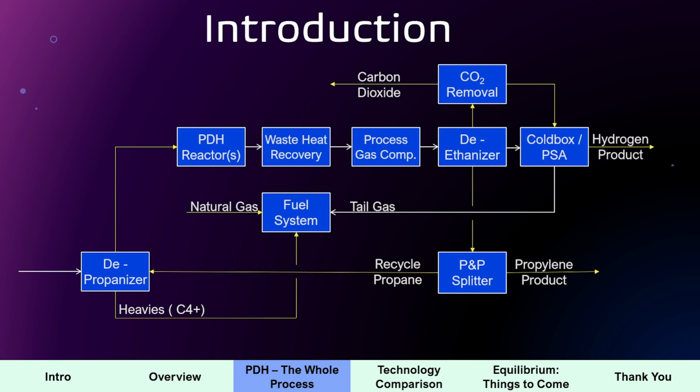So this is a distillation column. Can you give a very high level overview of what a distillation column is and how it works? A distillation column works on the principle of how volatile a given product is relative to another product.